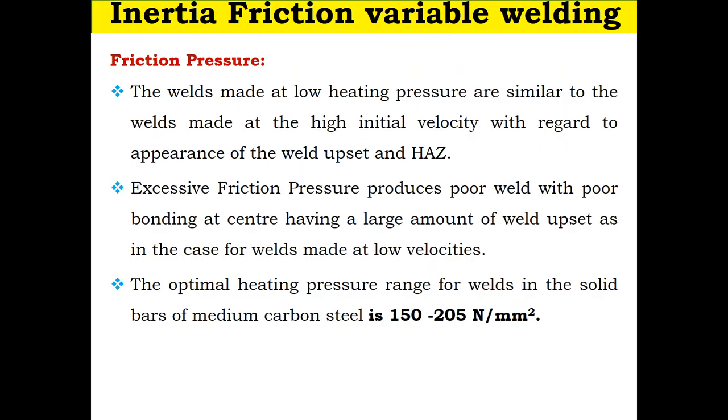The friction pressure: the welds made at low heating pressure are similar to the welds made at high initial velocity with regard to the appearance of weld upset and HAZ. Excessive friction pressure produces a poor weld with poor bonding at the center, having a large amount of weld upset, as is the case for welds made at low velocity. But the optimal heat pressure range for welds in solid bar medium carbon steel is 150 to 205 Newton per mm square, which we have received from the literature.